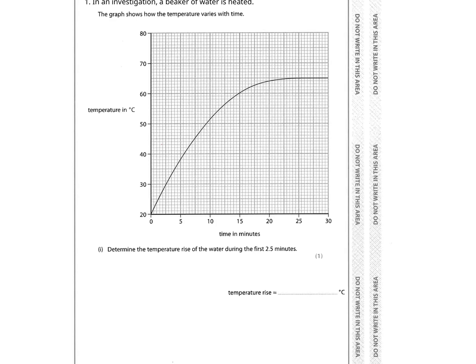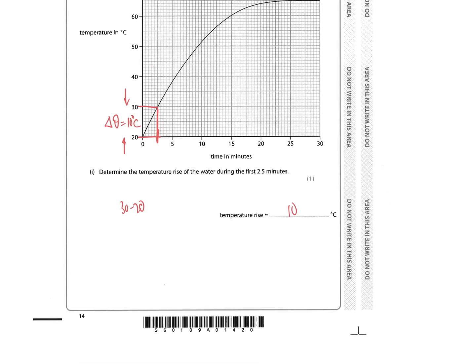Well, 2.5 minutes is going to be somewhere around there, and that lines up very neatly with 30 degrees. However, don't forget that the temperature rise is the difference between 20 and 30, which is 10 degrees Celsius. Most people, if they've ever made an error, would have jumped in and just said it's 30 degrees. So it's going to be 30 minus 20, giving us 10 degrees. Fairly straightforward if you realised that this was not starting from 0, 0.